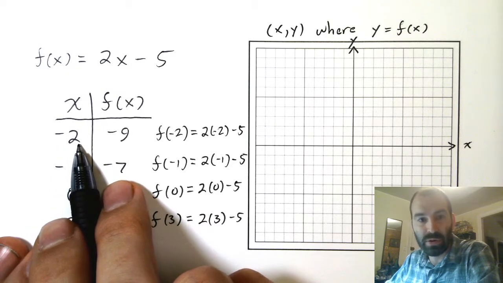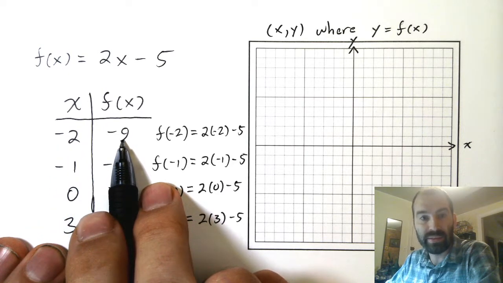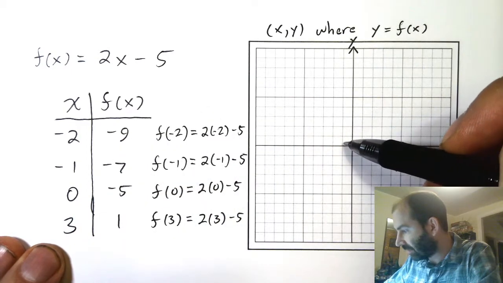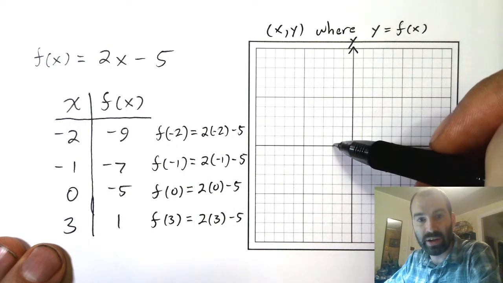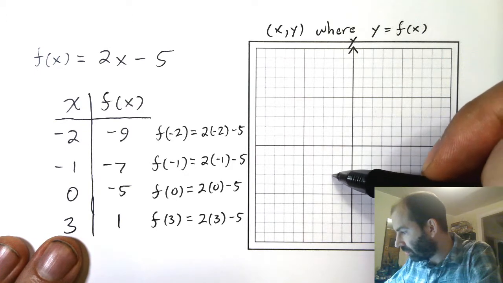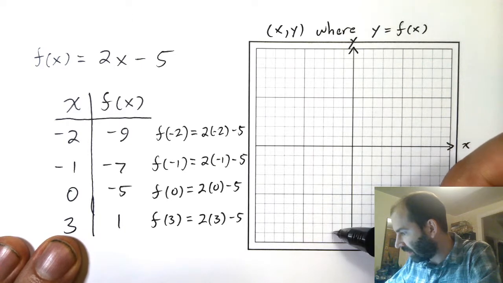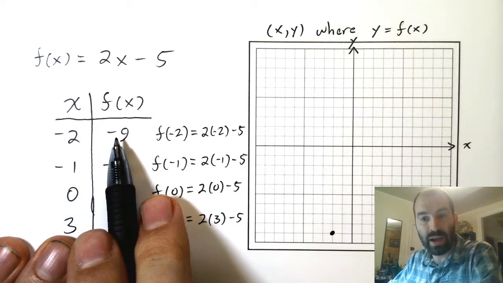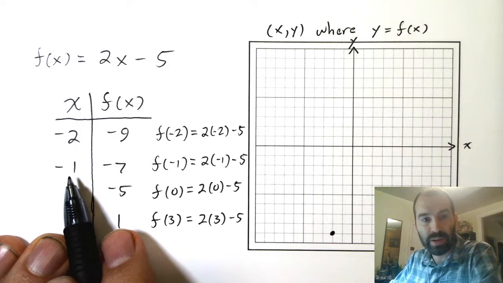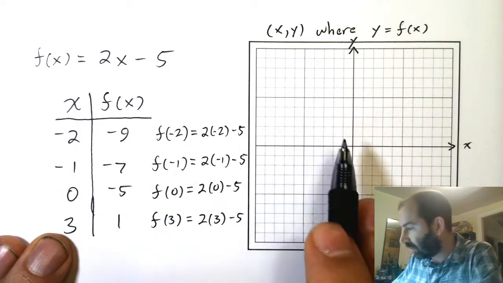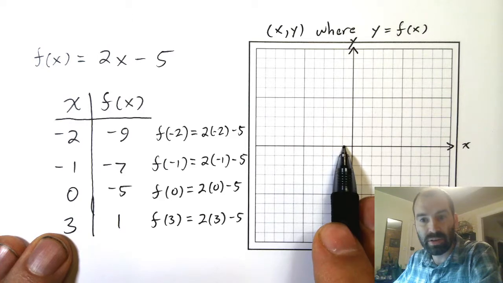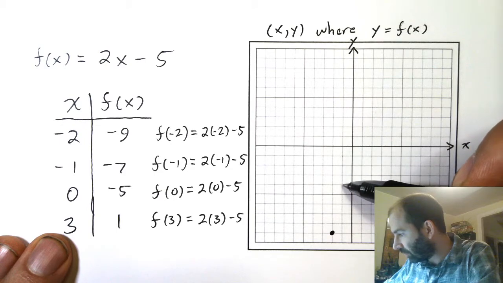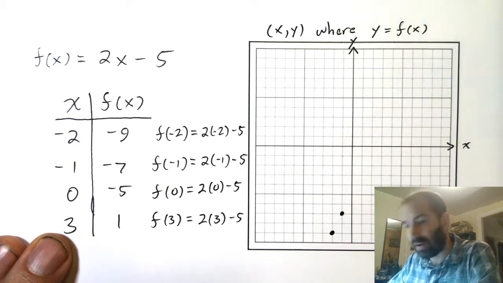When x is -2, we know the y is supposed to be -9. So what that's telling us is that if I go -2 units in the x direction, f of x is -9. So I'm going to count 1, 2, 3, 4, 5, 6, 7, 8, 9, and there I am. That's the point -2, -9. Okay? Now let's go to this one. This says that when x is -1, so when I'm 1 unit to the left of the center, f of x is -7. So I'm going to go 1, 2, 3, 4, 5, 6, 7, and there I am.